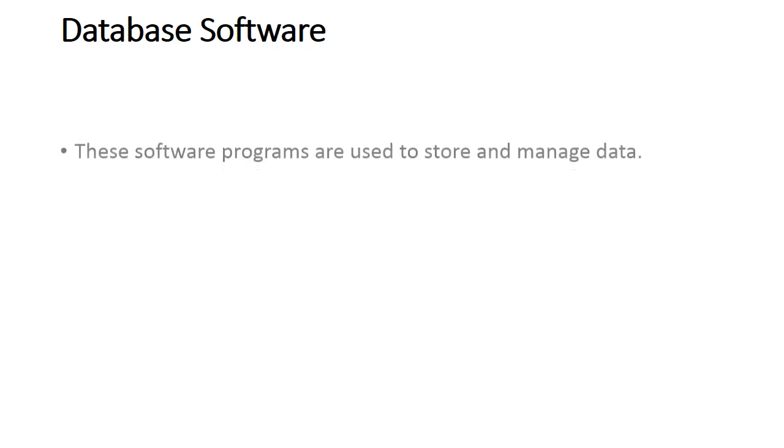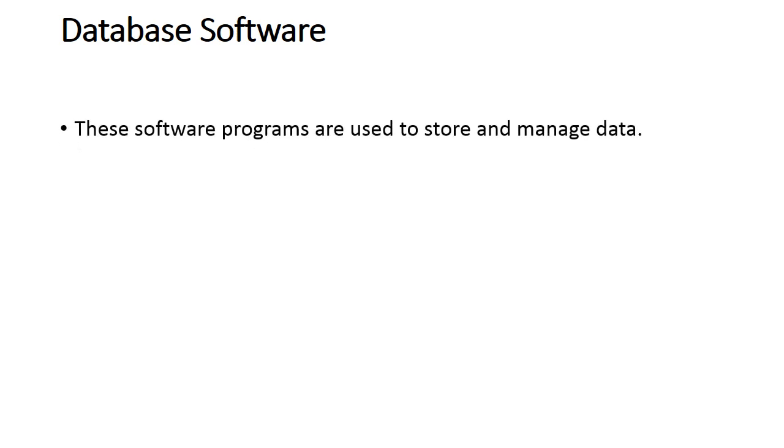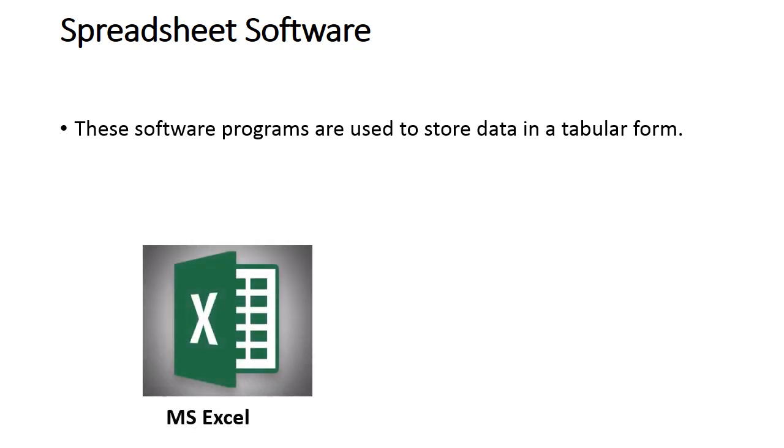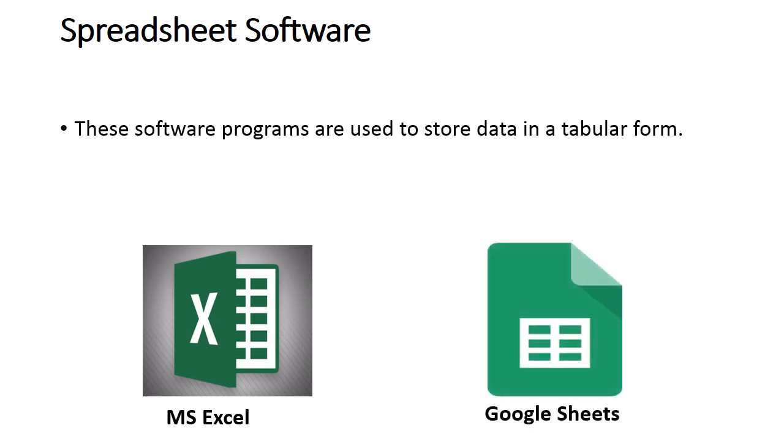Database software. These software programs are used to store and manage data. MS Access and Oracle are examples of database software. Spreadsheet software. These software are used to store data in a tabular form, the way you write your class timetable, row and column wise. You can do complex calculations on the data in spreadsheet software. Examples of spreadsheet software: Microsoft Excel and Google Sheets.